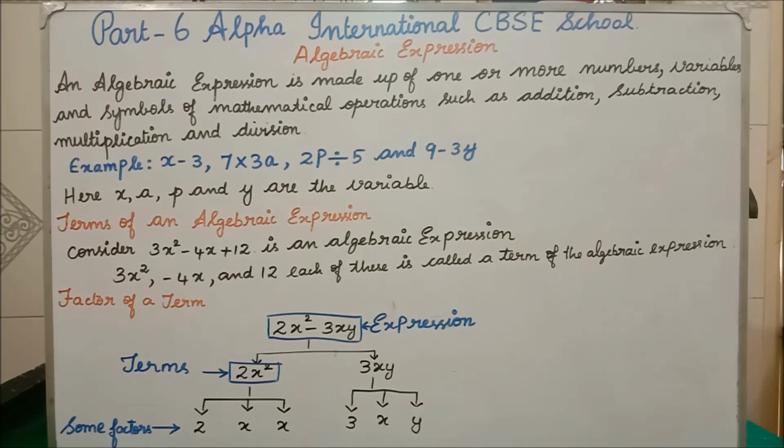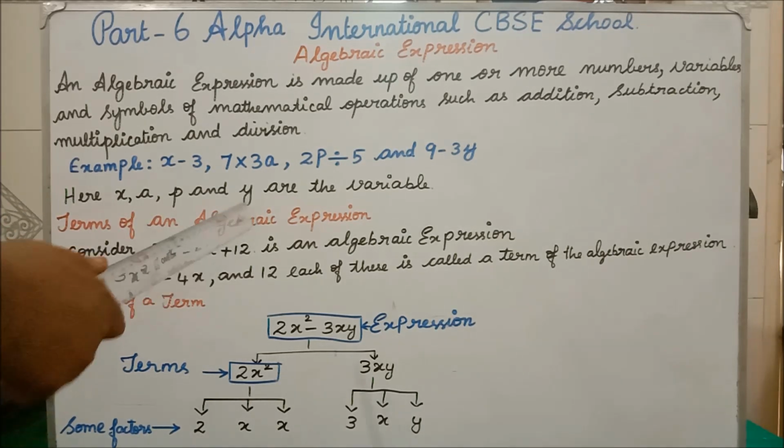Now tell me, how many terms do we have in this algebraic expression? This is the first term, this is the second term, this is the third term. So, in this expression we have 3 terms. Clear all of you? The first term is 3x square, the second term is minus 4x, the third term is 12.